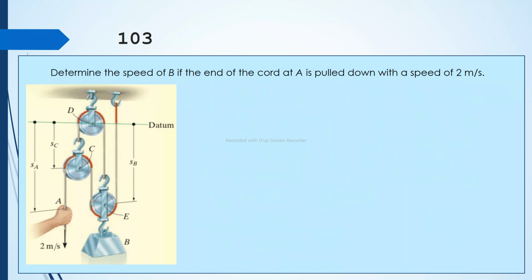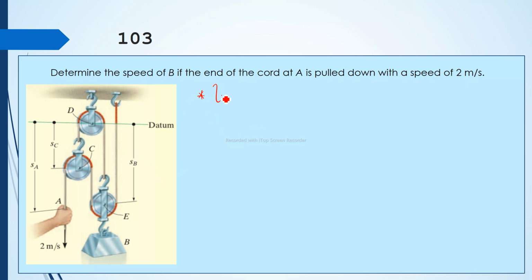Now for a third example, determine the speed of B in the end of the chord if the end of the chord at A is pulled down with a speed of 2 meters per second. So in this case, the other end of the chord is being pulled at 2 meters per second. So again, if you notice the drawing, we have two chords here. So we need to write two length formulas, one for each chord.